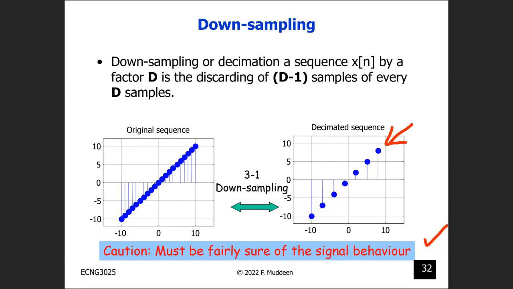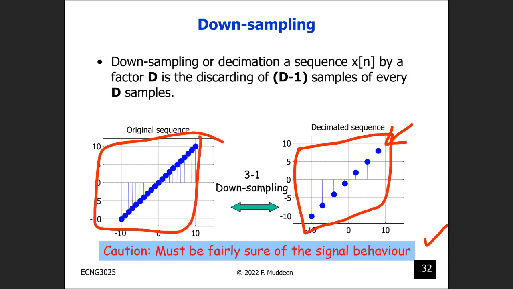What this does is that it allows us, if this, for our purposes, is as good a representation of this, it takes a lot less space. Just think about it. If you have 1,000,000 values and you could downsample and get rid of half of them, the storage is a lot less. Okay? So you must be fairly sure. This is called downsampling.